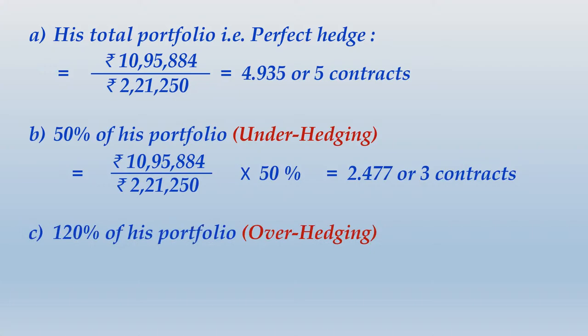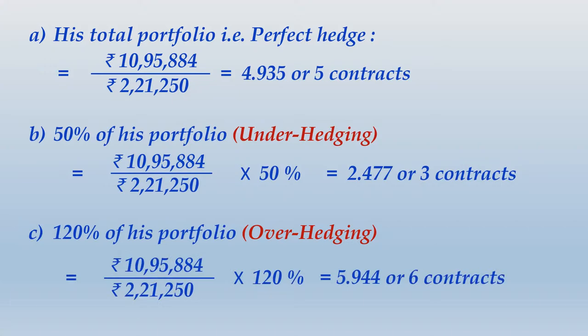If you want to hedge 120% of his portfolio, you will multiply by 120% and you would be getting 6 contracts. Simple logic is, here you are taking 5 contracts for creating a perfect hedge. So it will be 120% of your portfolio if you want to hedge, which will be over hedging. 120% of 5 contracts will be what? 6 contracts. If it is 50% of 5 contracts, it will be 2.5 contracts. But because 2.5 contracts are not possible, we have rounded off to 3 contracts. This will be the end of the solution. So please take the screenshot of this as well, and then I take you ahead.